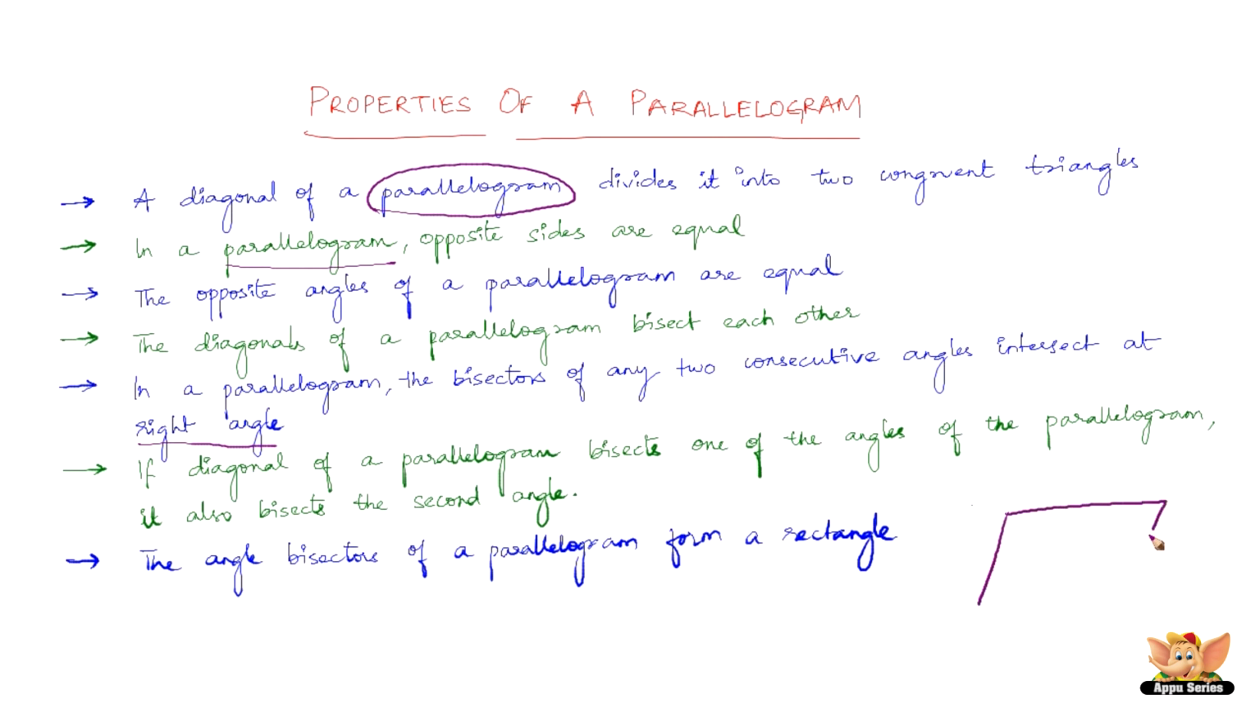So, let us consider a parallelogram ABCD. The last property says that the angle bisectors of a parallelogram form a rectangle. That means that if angle D is bisected and angle C is bisected and angle A is bisected and angle B is also bisected, then the resultant is the rectangle formed here. So the resultant, we can name it as PQRS. So PQRS is the rectangle as a result of the angle bisectors of the parallelogram.